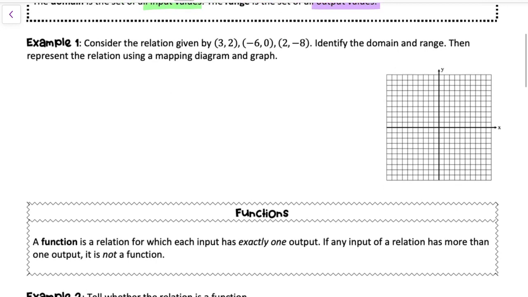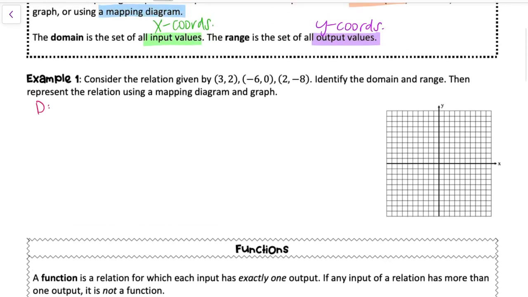So in example 1, we want to consider the relation given by all of those ordered pairs. We are first going to identify the domain and range. Well, we said that our domain is going to be the set of all of our input values, or all of our x coordinates. Our ordered pairs have x coordinates of 3, -6, and 2. For me, when you give the domain and range, you need, number 1, curly brackets around your values. And number 2, you need to write your numbers in order from least to greatest. So we've got 3, -6, and 2. So -6 would come first, next 2, and then 3.